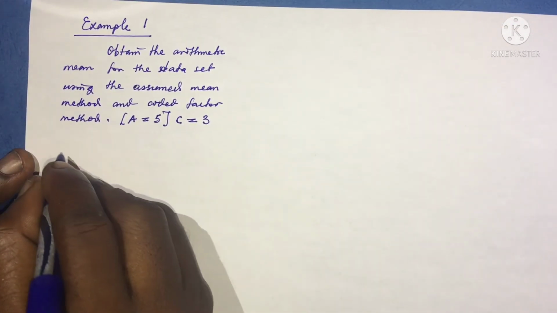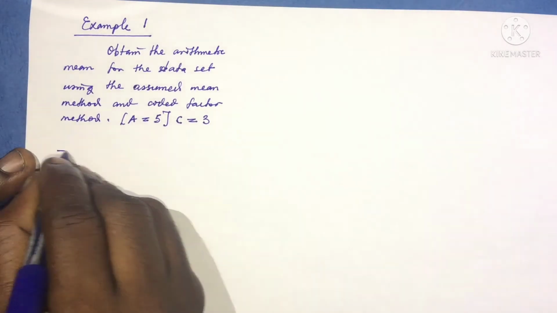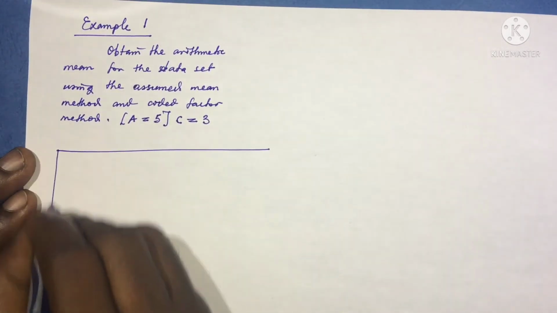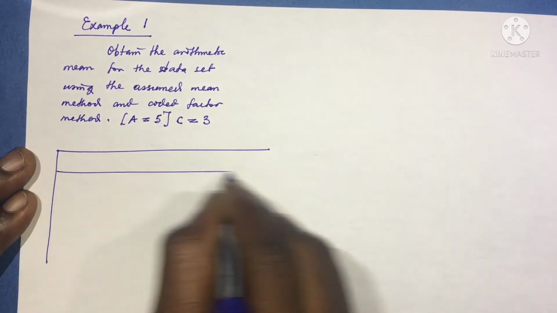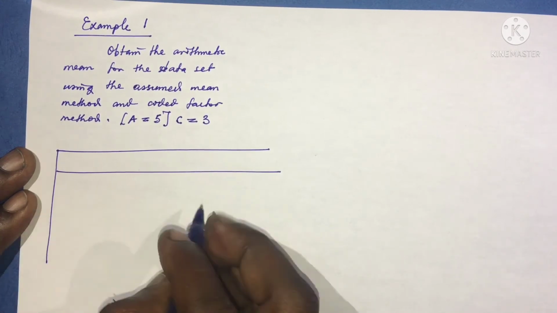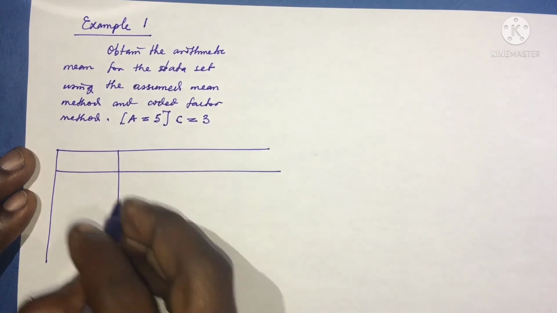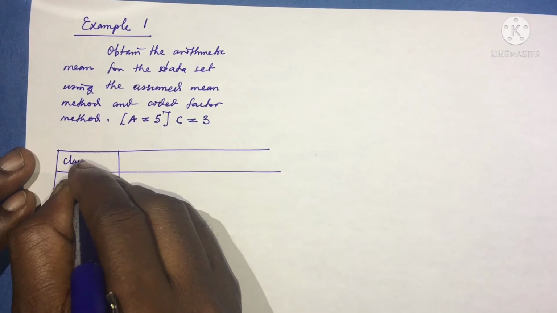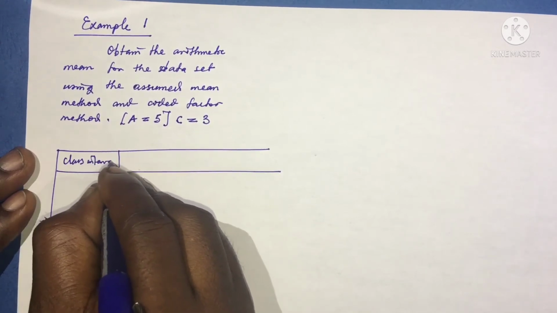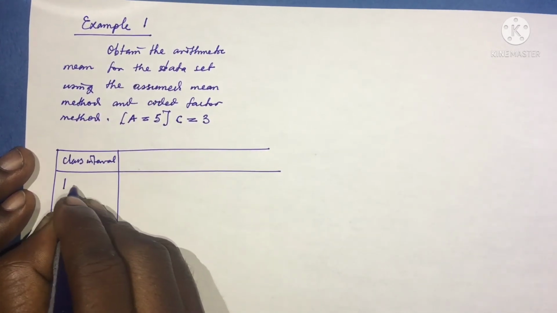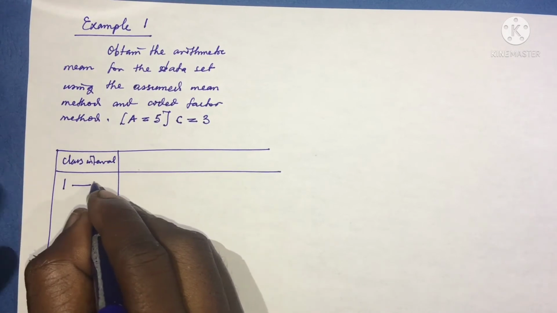So now let's have an already prepared data set, an already organized data set giving us this frequency table. So I'm going to put here class interval. So I'm going to have here 1 to 3.